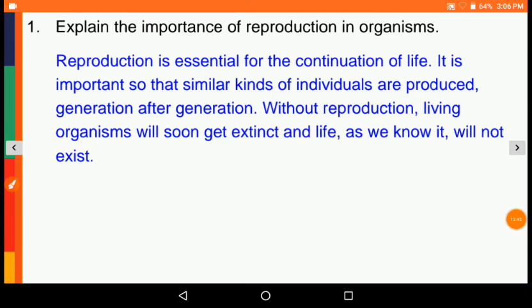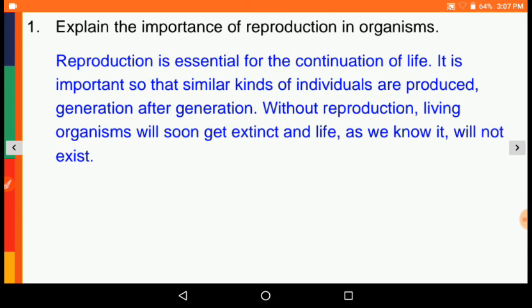Now there is only one question for today. So today's homework is an extra question. It is not in your textbook or supplementary book. Explain the importance of reproduction in organisms. So what is the importance?